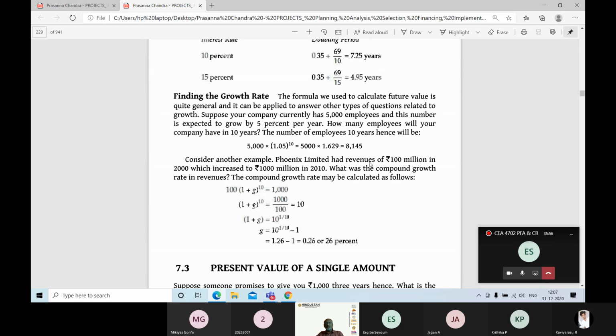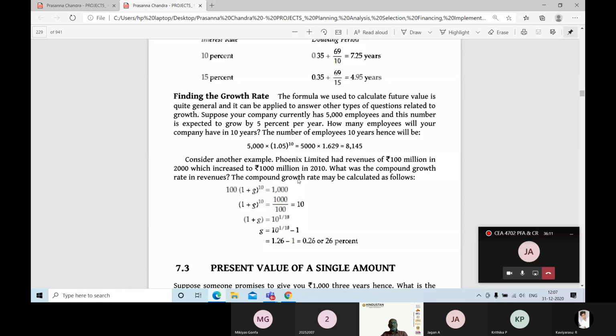Consider another example. Phoenix Limited revenue was 100 million, which increased to 1,000 million over 20 years. What was the compound growth rate in revenues? You have to apply the formula and equate to 1,000 to find the interest rate. So (1 plus g) whole power 10 is equal to 1,000 by 100, which is equal to 10.